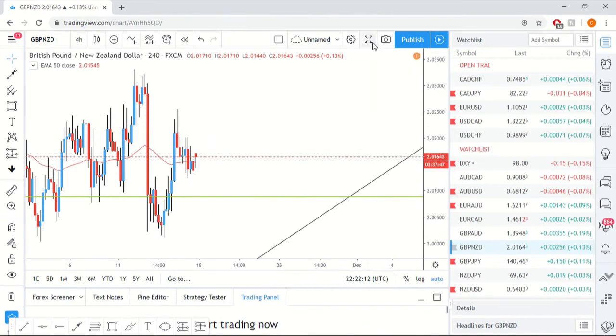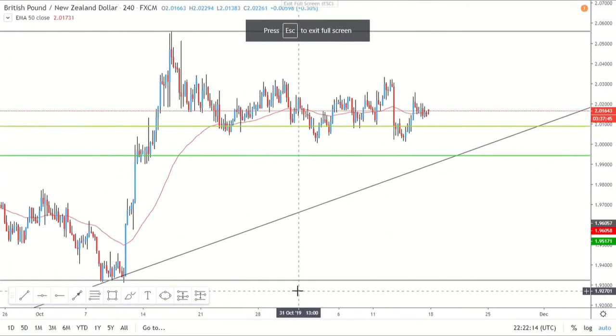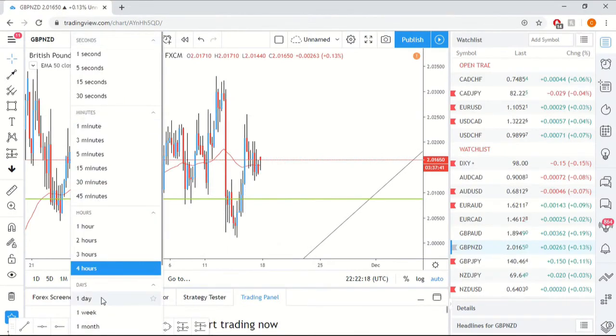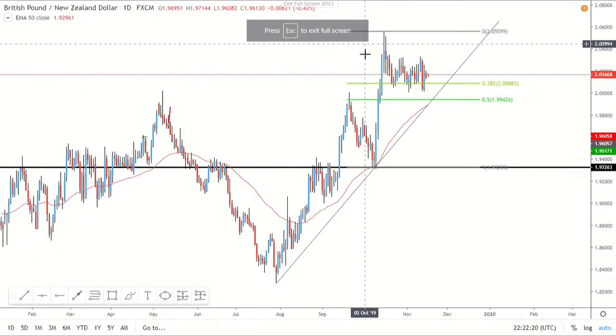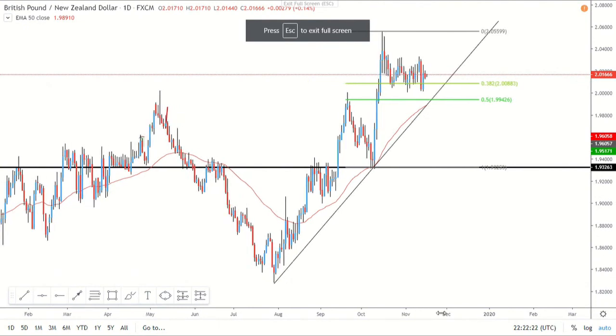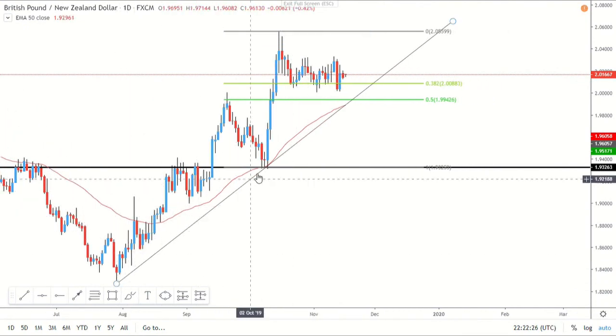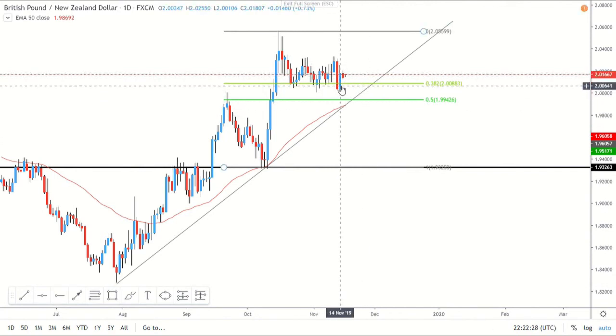GBP New Zealand dollar, a pair I don't normally trade. However, something we can look at if we go back onto the daily. So on the daily, we can see a pretty easy and simple setup for you guys to understand. Trend line, one touch, two touch, so we're looking for a third touch.